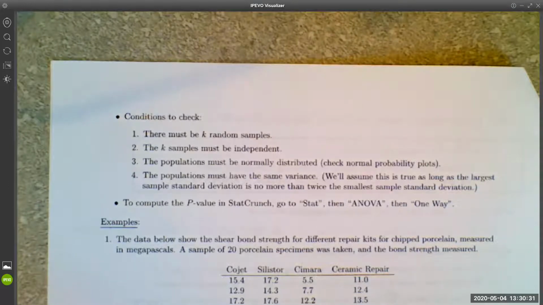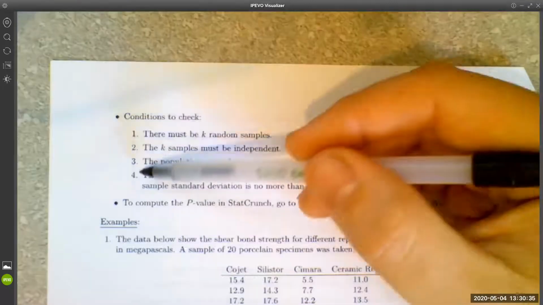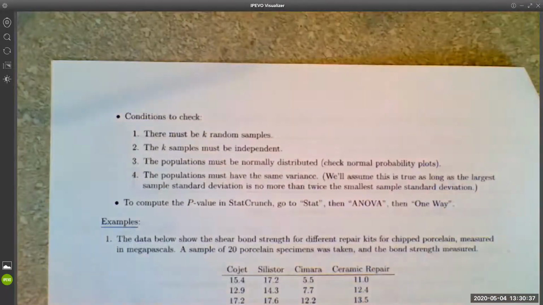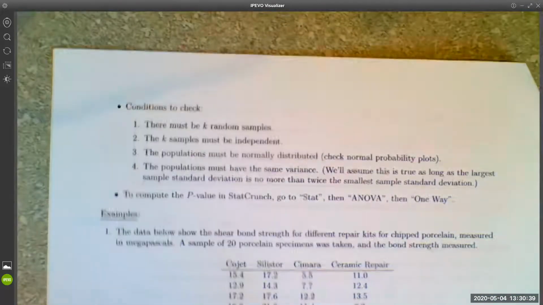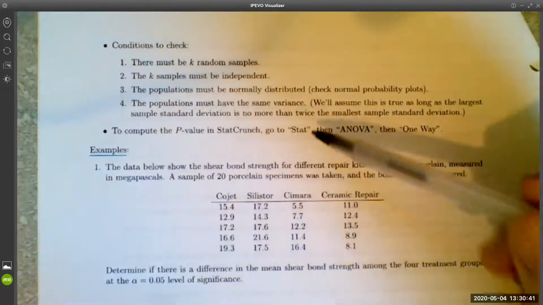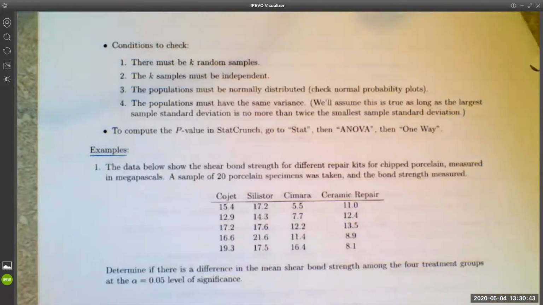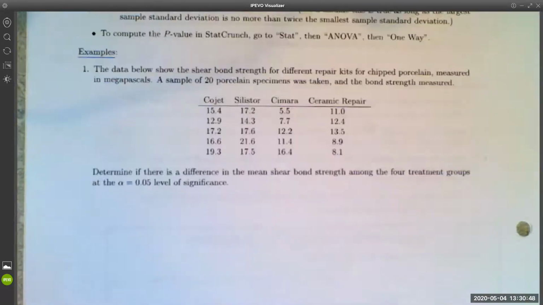I'm never going to ask you to check conditions, okay? But just in practice, in the real world, these are conditions that you would check before you run the test. To actually run the test in StatCrunch is really simple. You go to Stat, ANOVA, one way, and that's it. So let's look at an example.